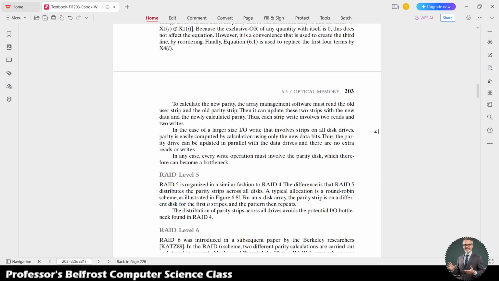In the case of a larger size I/O write that involves strips on all these drives, the parity is easily computed using only the new data bits. Thus the parity drive can be updated in parallel with the data drives, and there are no extra reads or writes. But every write operation must involve the parity disk, and therefore this can be a bottleneck. So this is a problem for RAID level 4.